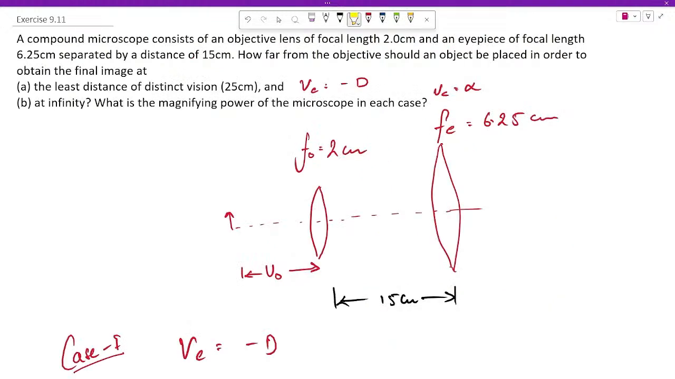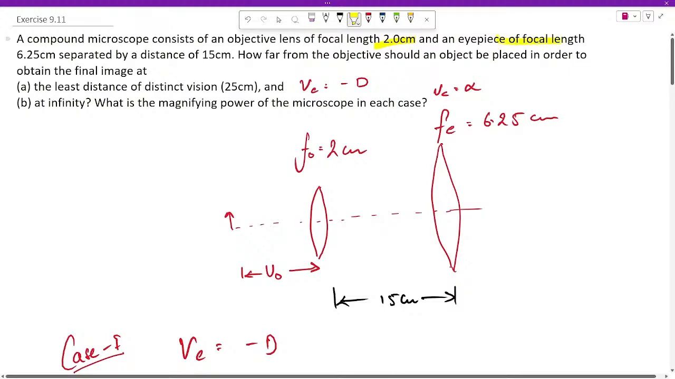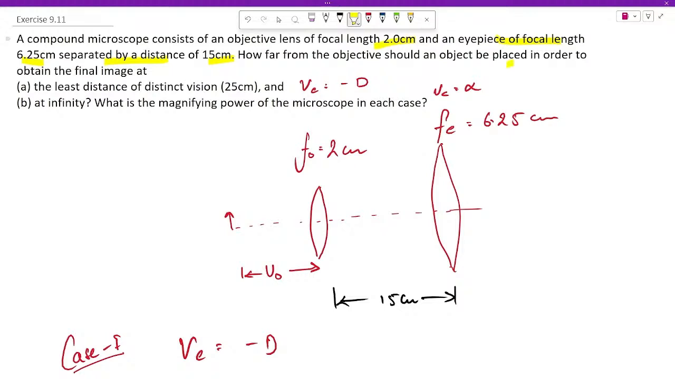The question says that a compound microscope consists of an objective lens of focal length 2 centimeter and an eyepiece of focal length 6.25 centimeter separated by a distance of 15 centimeter. How far from the objective should an object be placed in order to obtain the final image at the least distance of distinct vision, that is 25 centimeter, and at infinity? What is the magnifying power of the microscope in each case?